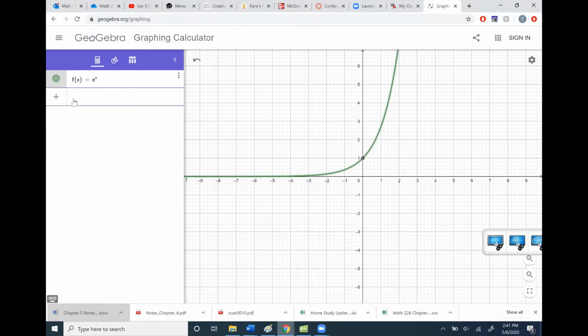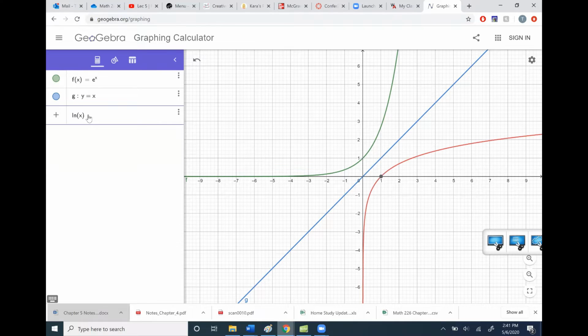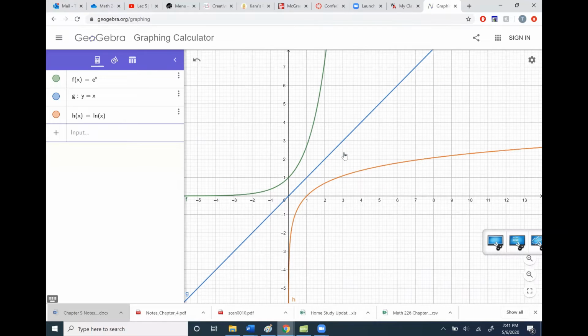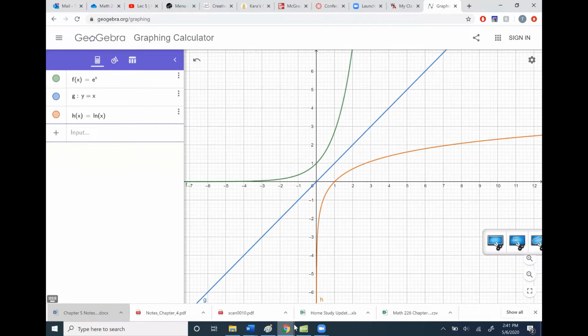But there's e to the x. I'm going to graph y equals x, so you have it as a reference. And let's graph natural log of x. There you go. Look at that pretty reflection, you guys. Looks beautiful, right? Okay. All right.